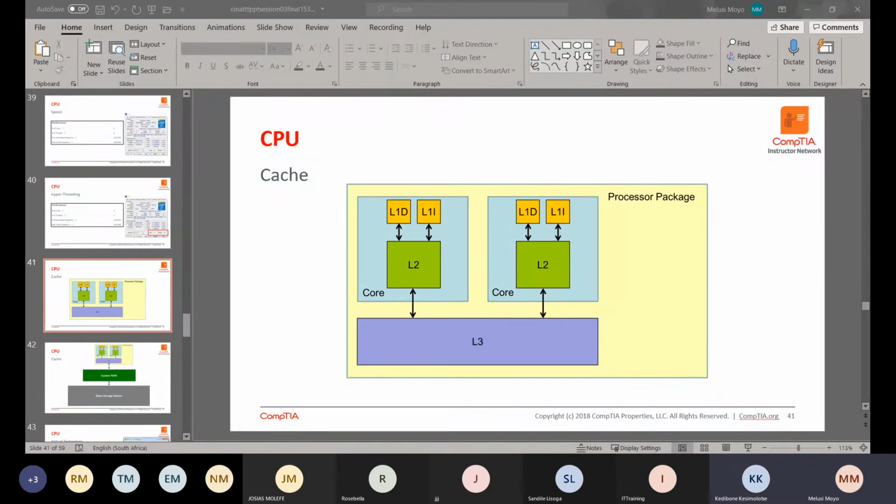Mr. Moyo. Sure. Yeah, I'd like to ask. Inside the core, I see L1D and L1I. Is it I or L? So why do we see the L1 divided in two?